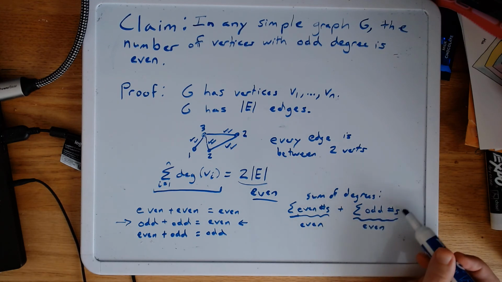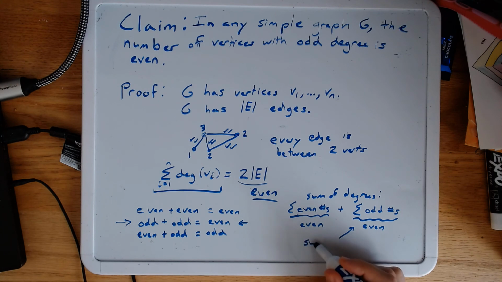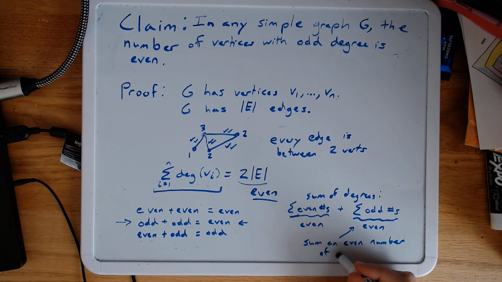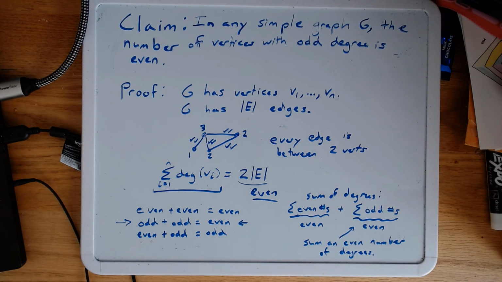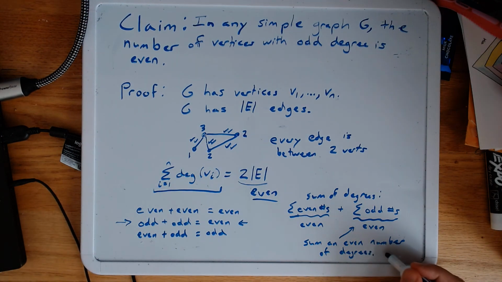But for a sum of odd numbers to be even, we must sum an even number of degrees. And that's exactly what we wanted to prove, right? Our number of vertices with odd degree must be even. So we're done.